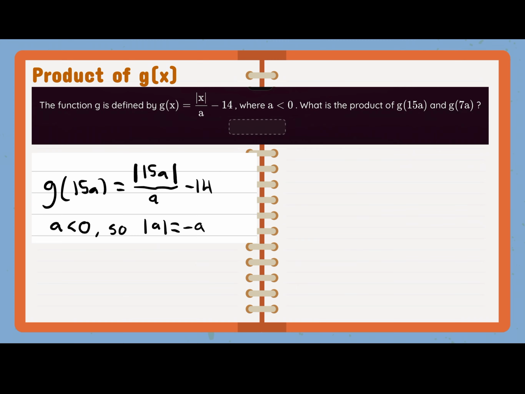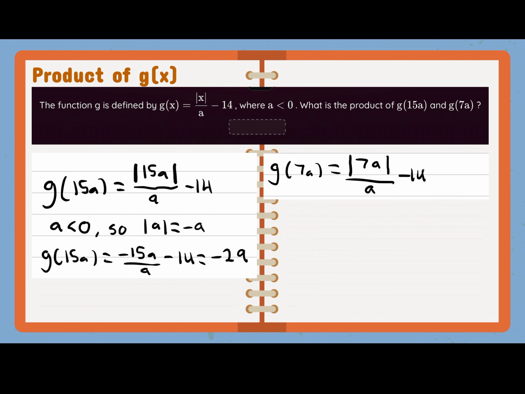And that is because, when every value of a is negative, that absolute value is not like a result. It's just showing us what it yields. So in this case, it would yield negative a because every value of a is already negative. So just plugging in that negative a, the a's cancel out, and you have negative 15 minus 14.